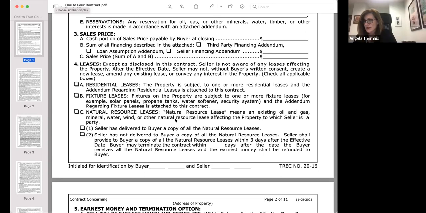Yeah, because the box that is normally checked if you are doing any financing and you want the contingency is the third party financing addendum. So the numbers there tie into that. And that's the addendum you always use if you do have those financing contingencies.